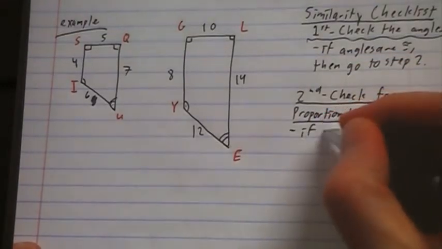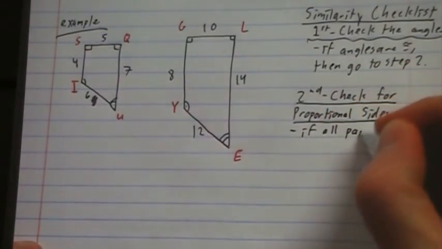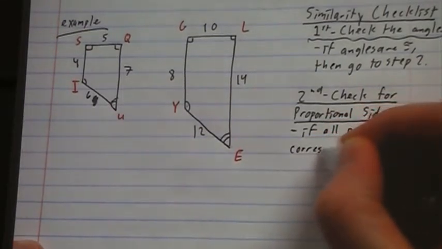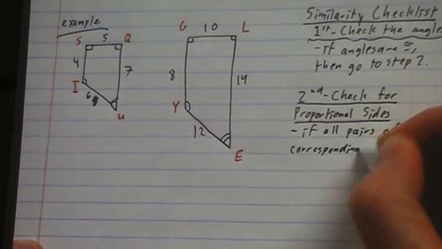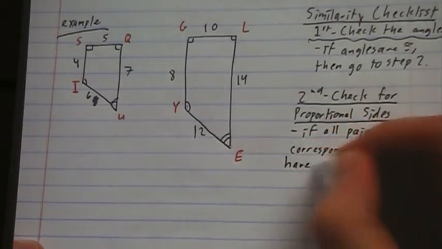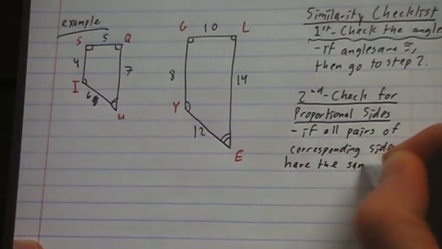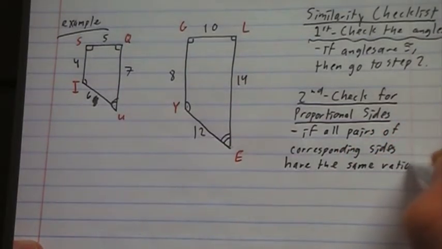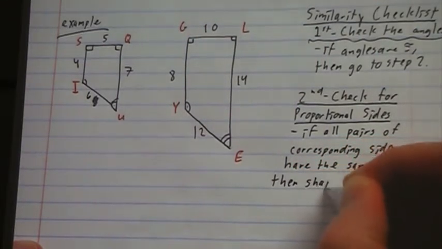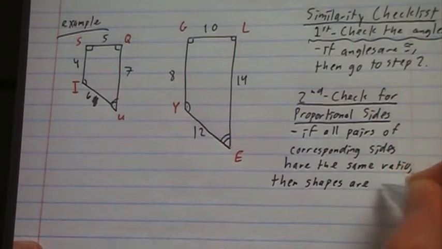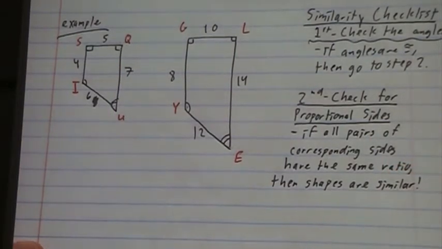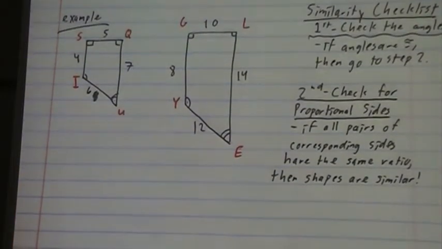And if all pairs of corresponding sides have the same ratio, then your shapes are similar. What does that look like? Let's find out.